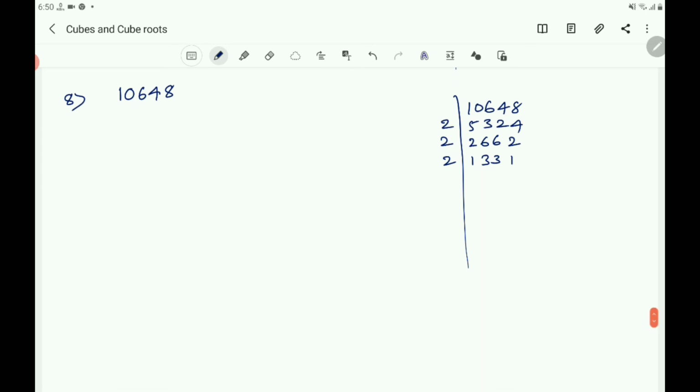Next you know that 1331 is divisible by 11. The sums of alternate digits are equal here, and you know the cube of 11 is 1331. So 11 1s are 11, 11 2s are 22. Again 11 11s are 121, 11 1s are 11. Here you got 2 into 2 into 2 into 11 into 11 into 11. So here factors can be grouped in triplets.